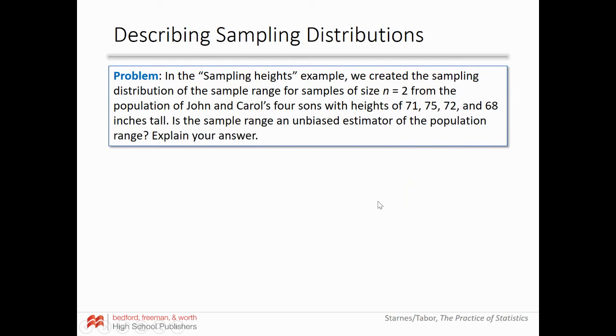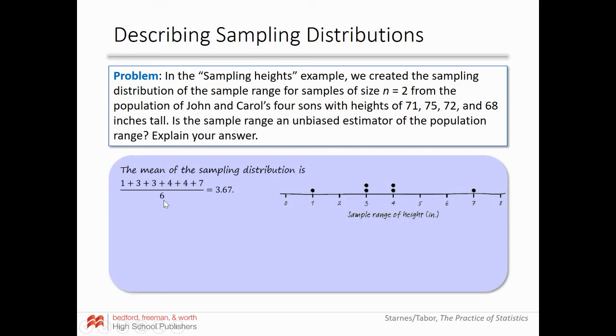Okay. So here's another example. In the sampling heights example, we created the sampling distribution of the sample ranges for samples of size 2 from the population of John and Carol's 4 sons with heights 71, 75, 72, 78 inches tall. Is the sample range an unbiased estimator of the population range? Explain your answer. So the mean of the sampling distribution, right? This is the sampling range. We found all of them. Each one of these dots is the sample range. So there's 6 samples. We found the range of each, plotted them. It's unbiased if the mean of this equals the population parameter.